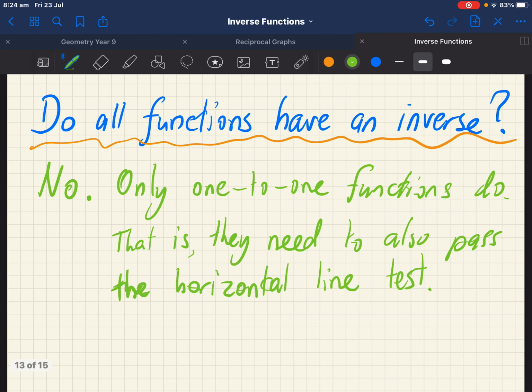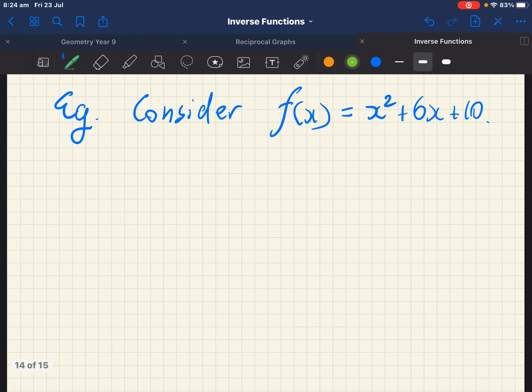So anyway, that's how we find the inverse functions, right? So do all functions have an inverse? Well, the answer is no. Only one-to-one functions do. That is, for a function to be one-to-one, it also needs to pass the horizontal line test.